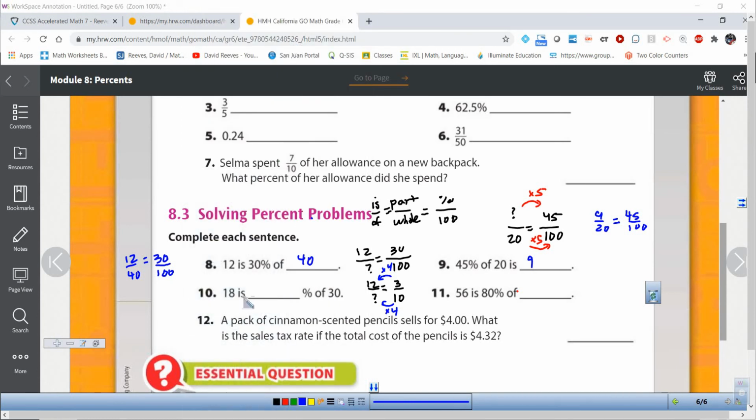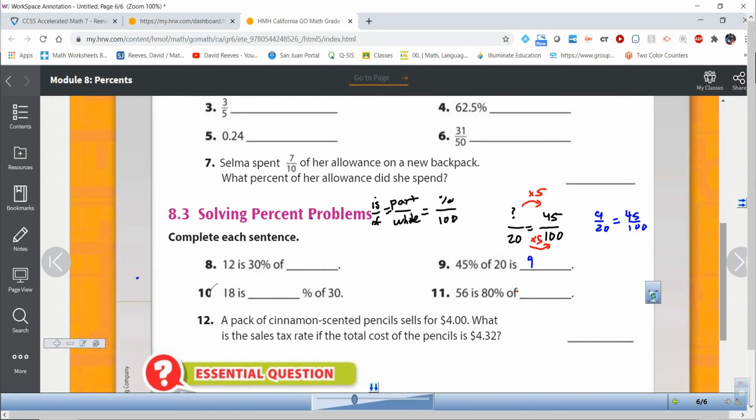Okay, what about this one? 18 is blank percent of 30. All right, well, this one, let me go ahead and erase the things I did for the last two problems. I'm going to leave this part up here. The "is" over the "of" equals the part over the whole, which equals the percent over 100. And now I'm going to write this one right here.